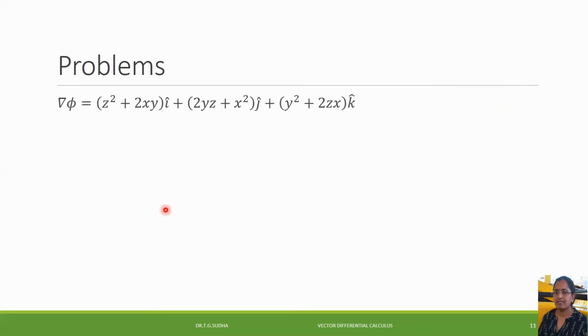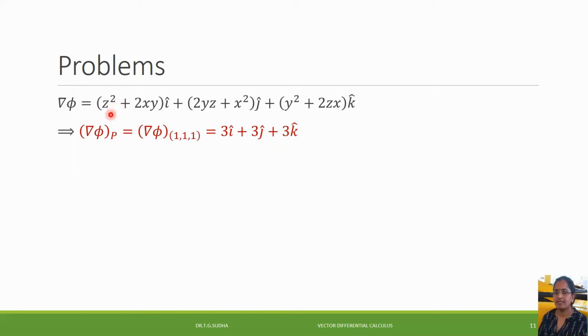So we get del phi is equal to (z square plus 2xy) into i, (2yz plus x square) into j plus (y square plus 2zx) into k. Now del phi at P, that is (1, 1, 1). We need to put x is equal to 1, y is equal to 1 and z is equal to 1.